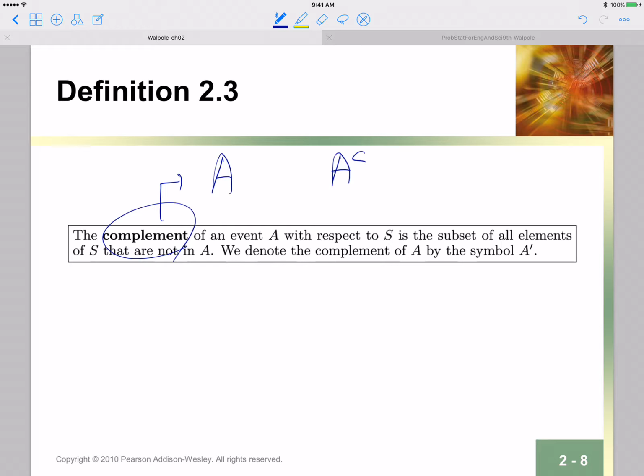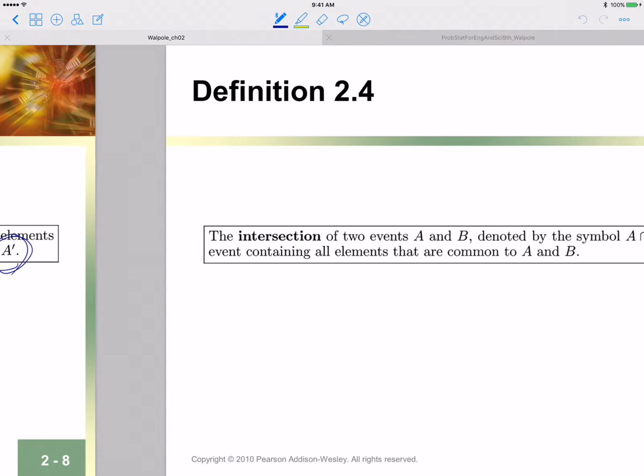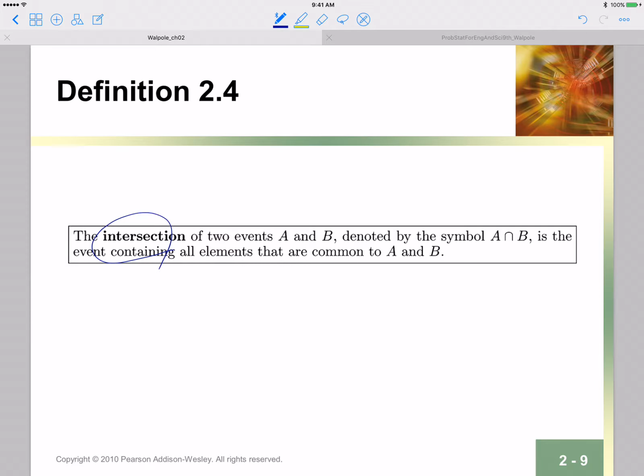Okay. So in this case, we denote that as A dash or A prime. And then this is the intersection in the world of sets. Yeah, this is basically an intersection.